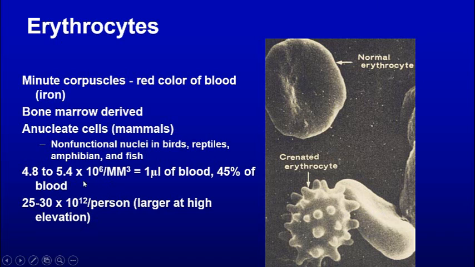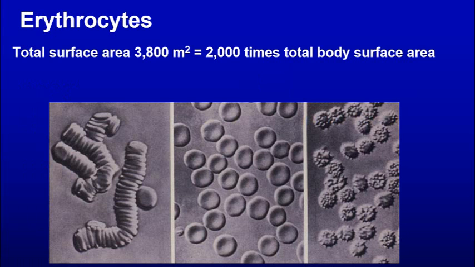There are lots of red blood cells in there, 2 to 5 times 10 to the 12th per person. It's a larger amount at high elevations, if you live at high elevations. And that's why the Olympic team practices their sport in Colorado, because it's a mile high.